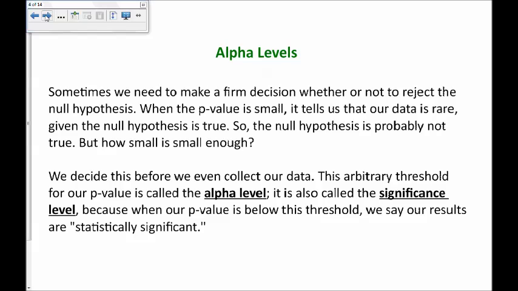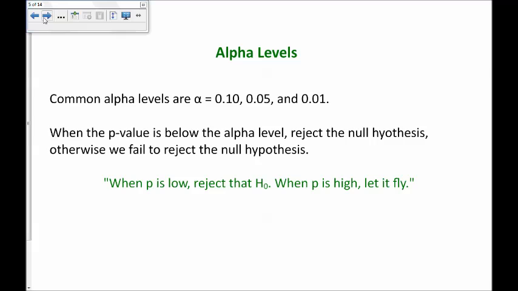It's also called the significance level because when our p-value is below this threshold, we say our results are statistically significant and we reject the null hypothesis. Common alpha levels are 0.1, 0.05, and 0.01. We'll kind of stick to those values. The most common one that you'll see is the one in the middle, 0.05.